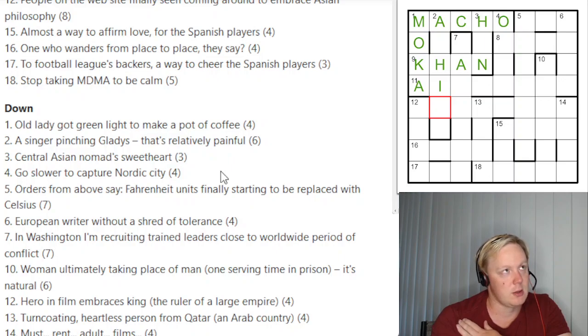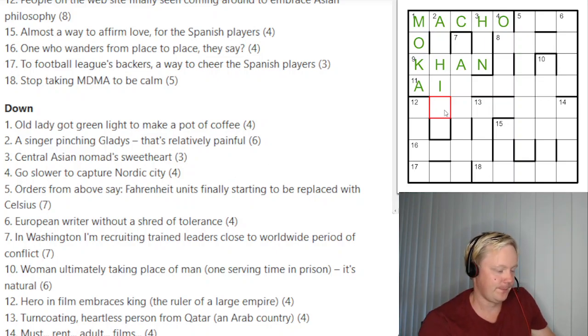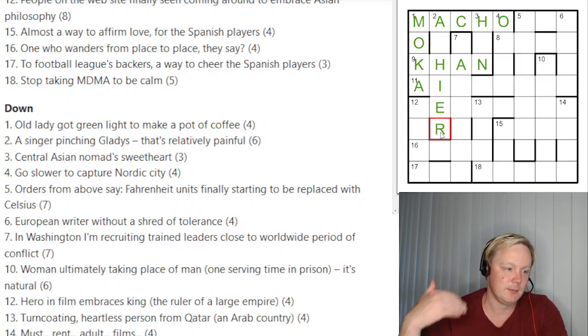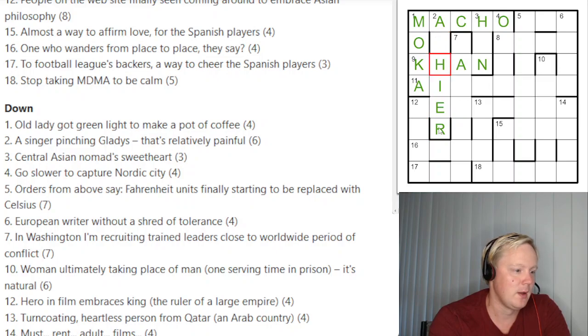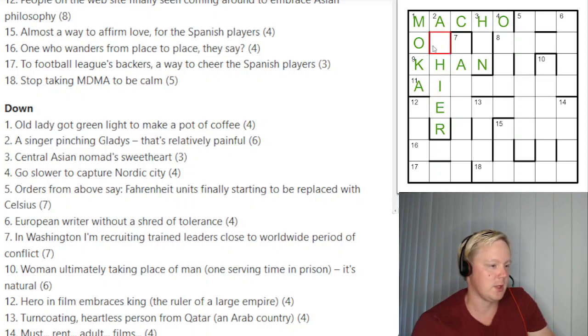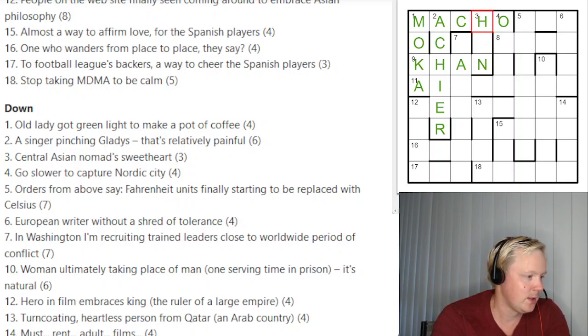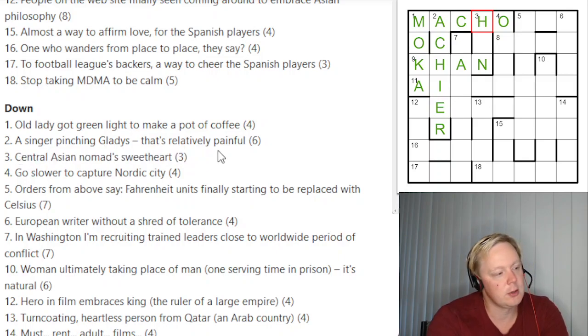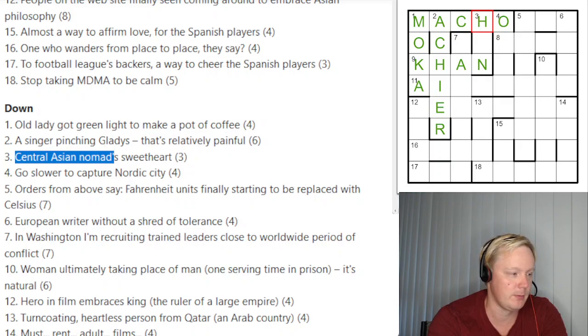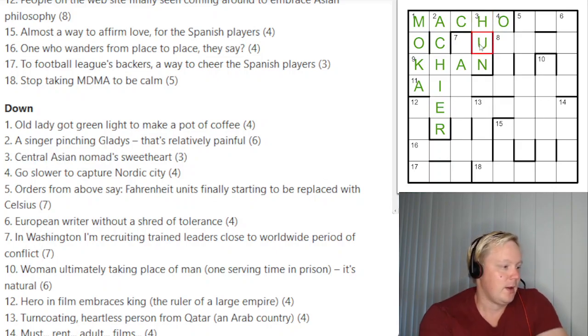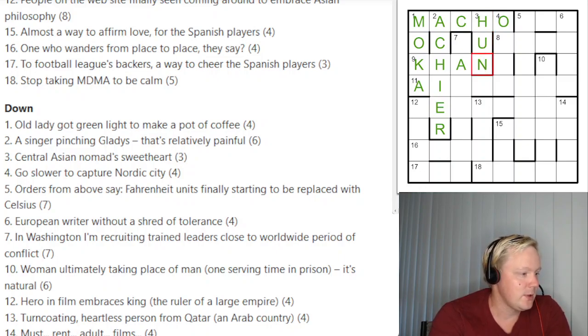Well, relatively here is just saying that it's more painful, so it's not just painful, but relatively painful relative to something else. Well, we have this I here, and a four-letter word for a singer. Cher is a singer, C-H-E-R, and achier, relatively painful. Now, let's see, this one is missing one letter, so I think that should be easy enough. Central Asian nomad sweetheart. And this should be straightforward. A Central Asian nomad is a Hun. Huns were nomadic people from Central Asia. And Hun is a term for sweetheart.